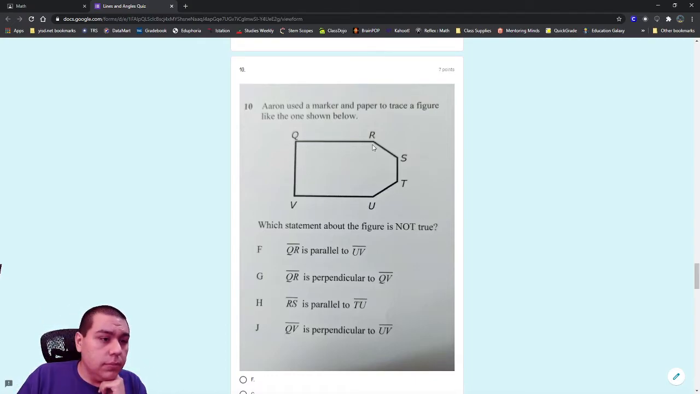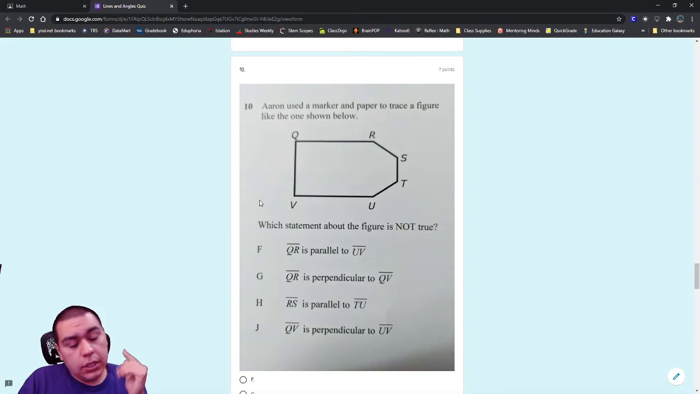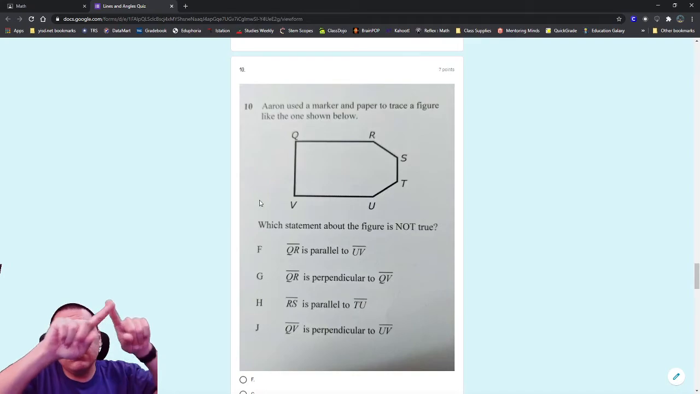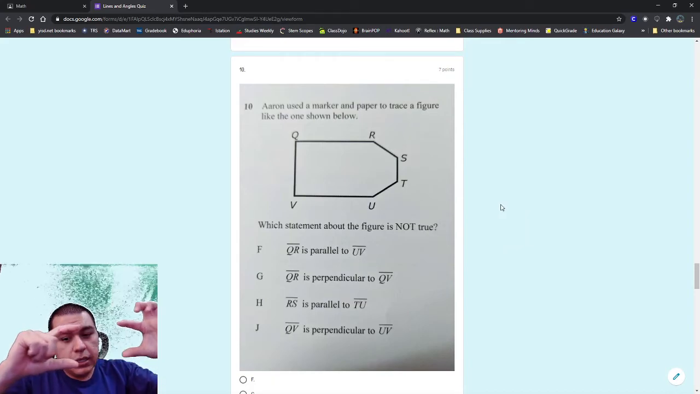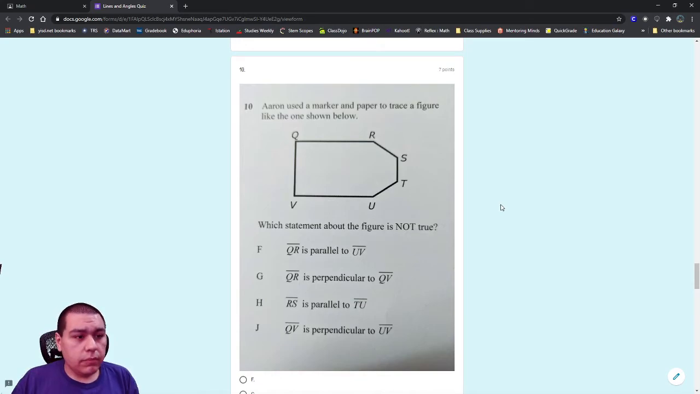QR is parallel to UV. So Alexa just told us parallel lines never cross. Doesn't matter how long you make them, they never ever touch. If I took the line QR and the line UV, and even if I stretched them out, these two would never cross. They would just be side by side forever. So I don't want to pick that one. That's a true statement. They want something that's not true.